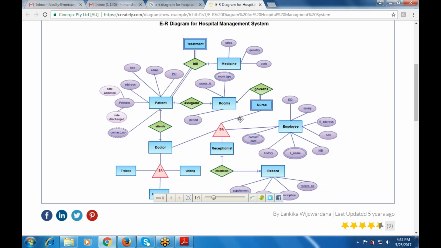That denotes how they work with each other in an entity set. That is represented with the entity, with the employee, and with the rooms.